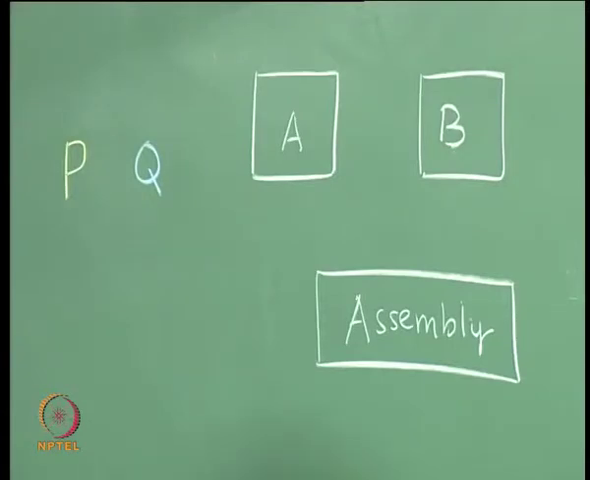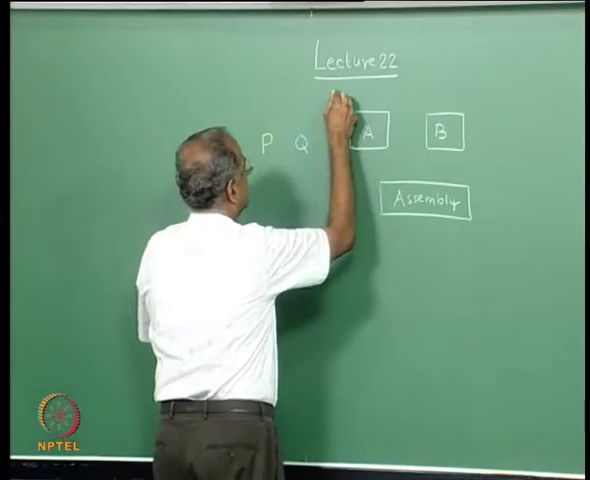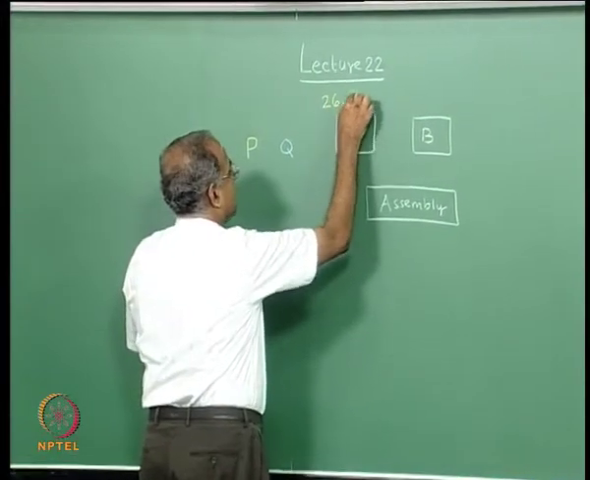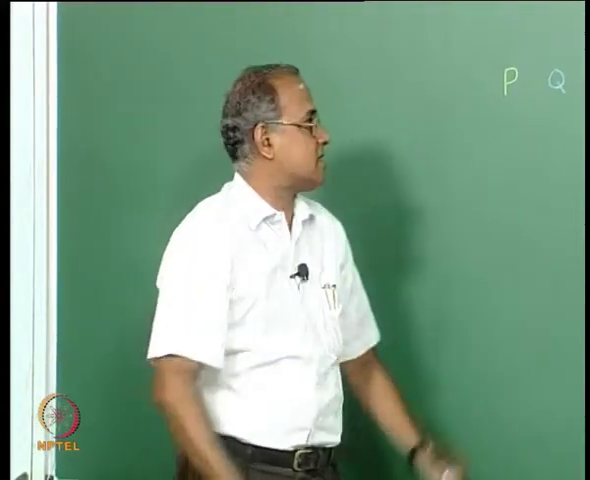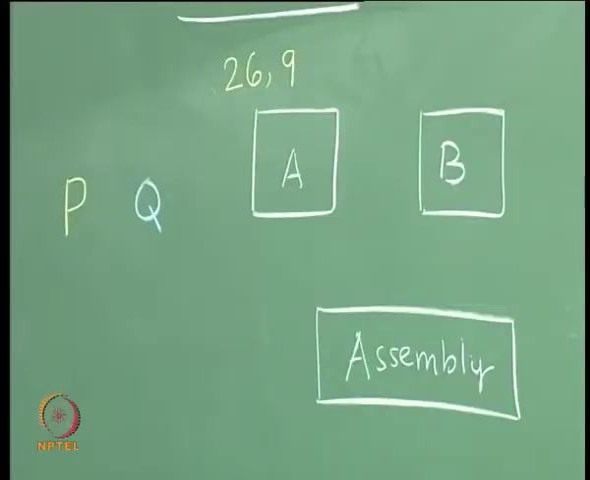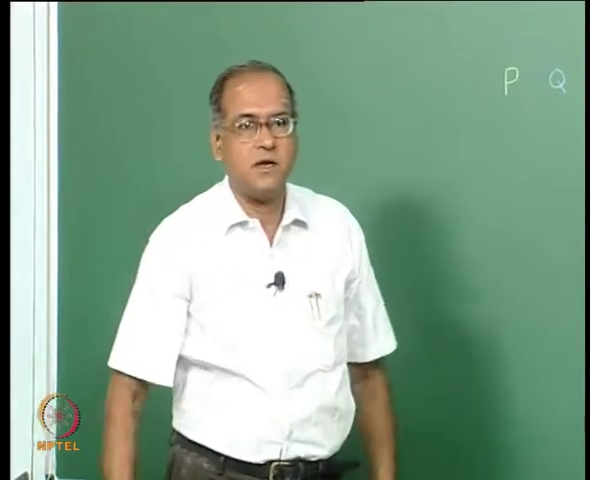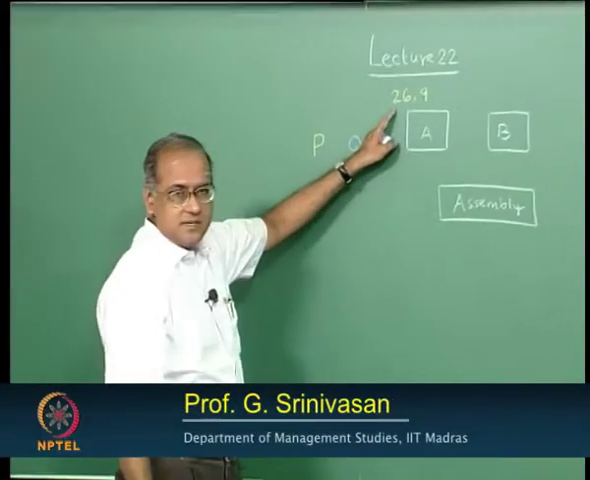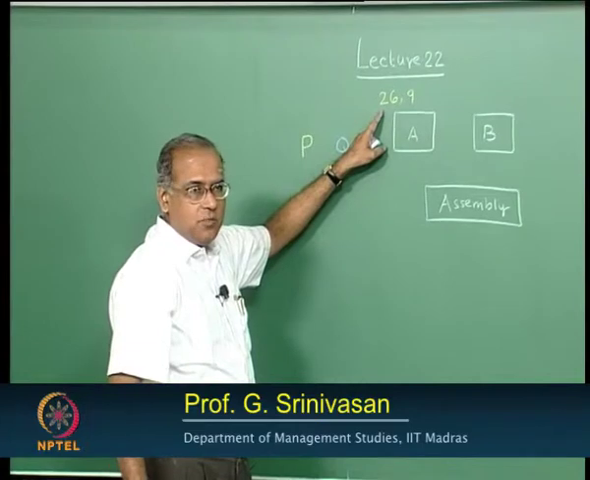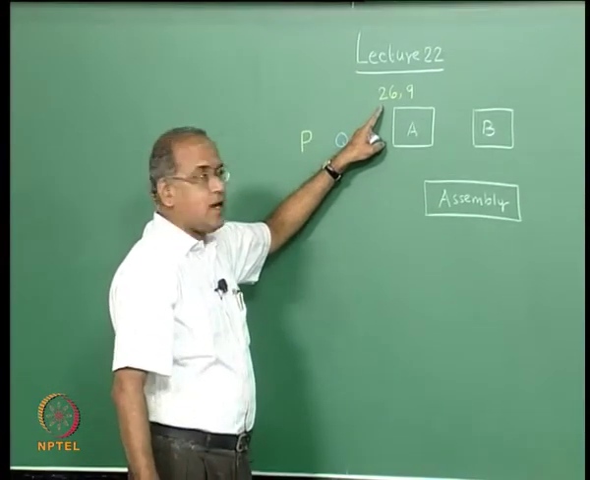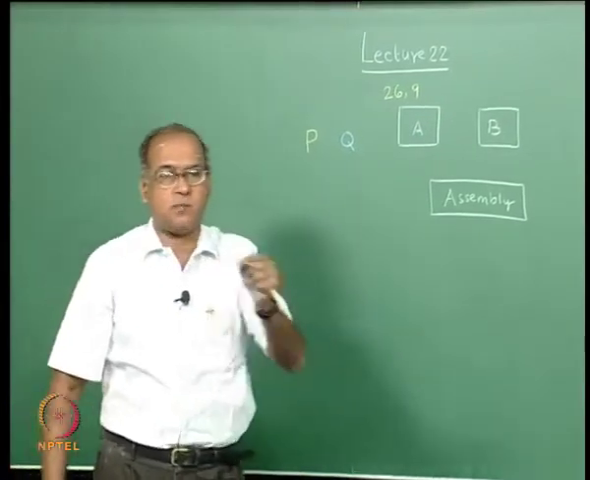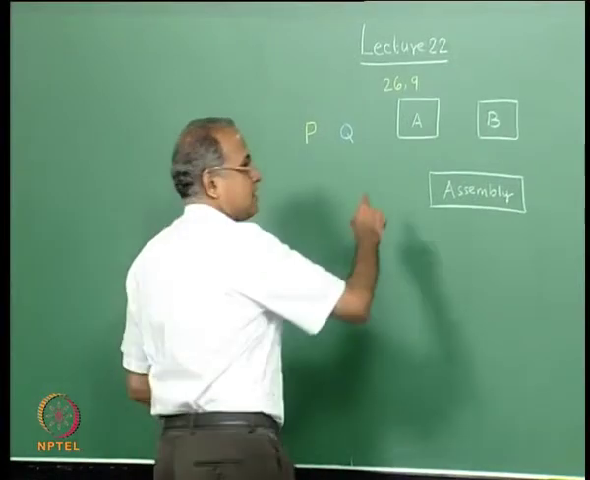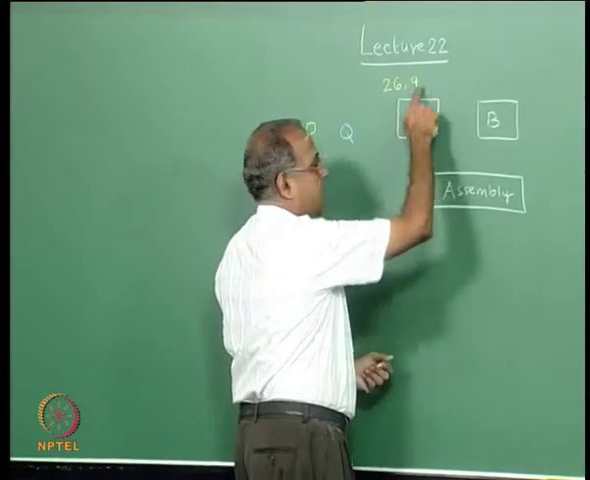Now, in cell A, P1 takes 26, 9, which means the total time taken on all the machines is 26. The maximum time, called bottleneck time, is 9. So, this means that if we have one operator, then the output will be 26. Two operators, the output will be 13. Three operators, the output will be 9. 26 by 3 is 8.66, which is smaller than 9. So, for 3 operators, the output will be 9.